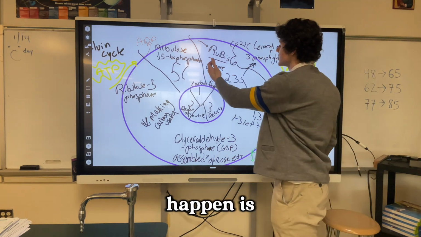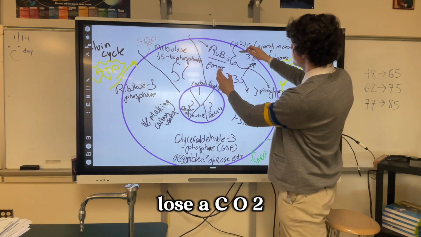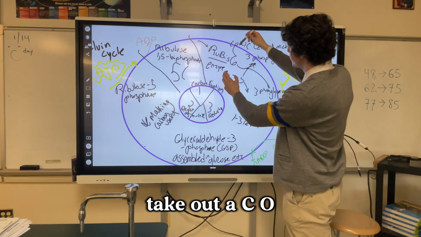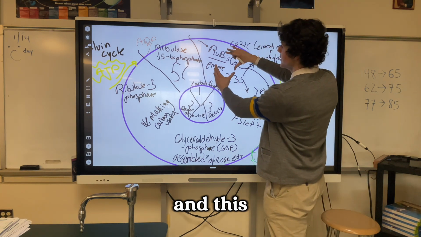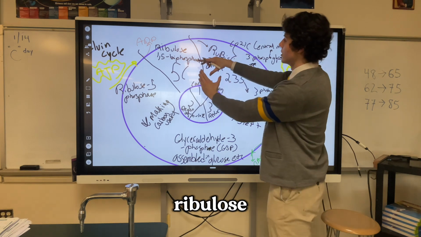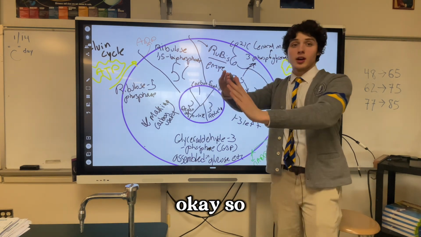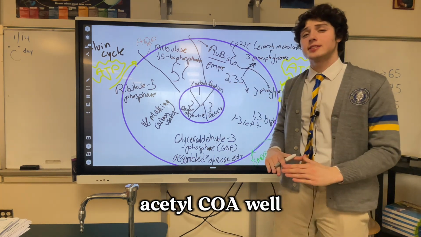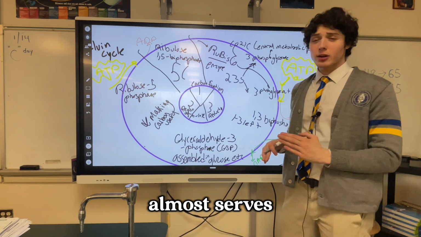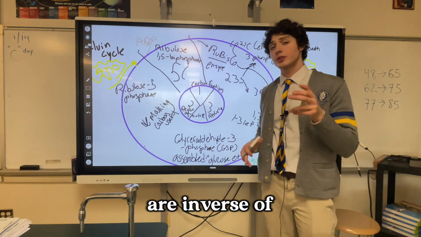And then what's going to happen is this enzyme called rubisco, we're going to take in a CO2 that's coming through the stomata. And this CO2 and this 5-carbon ribulose and this rubisco is going to allow them to combine together. Okay, so that's what the rubisco is for. Remember in cellular respiration we had the acetyl CoA? Well, the rubisco kind of almost serves the same function. Remember that photosynthesis and cellular respiration are inverse of each other.